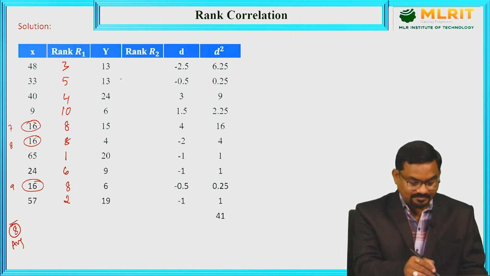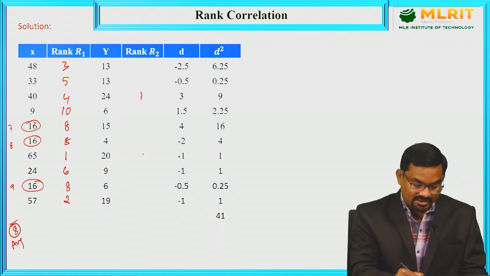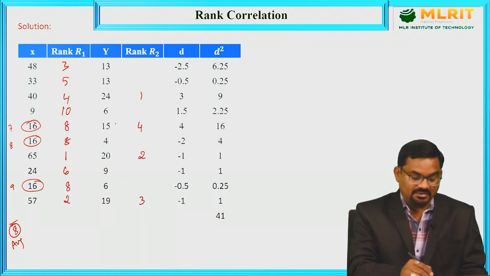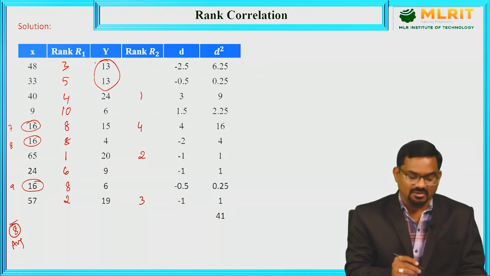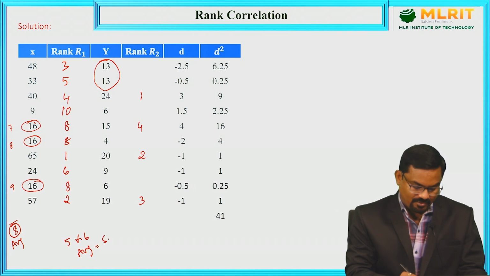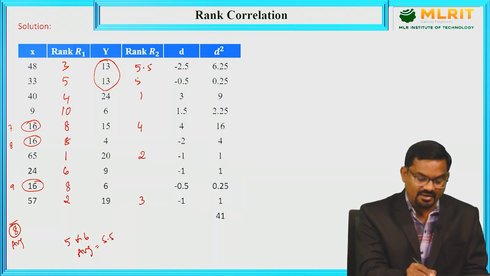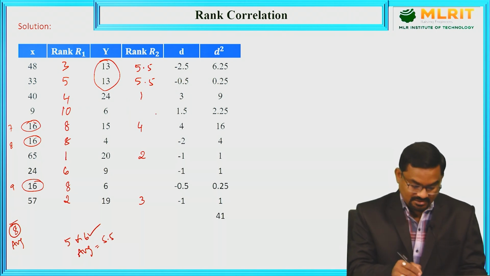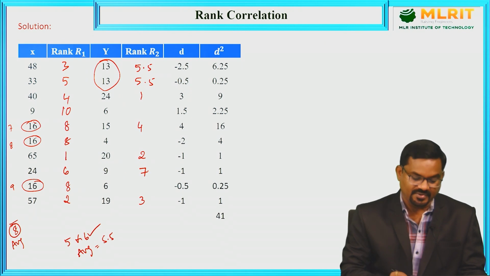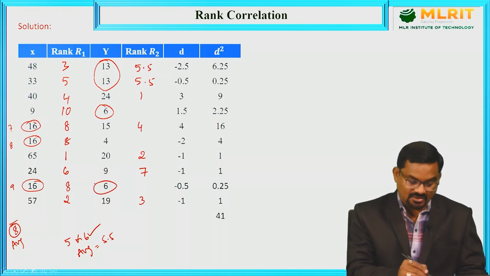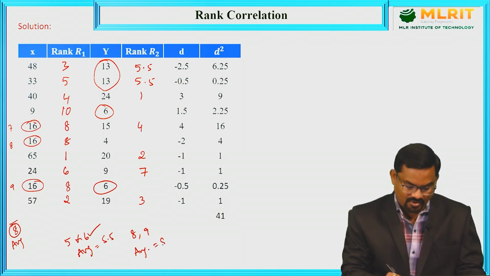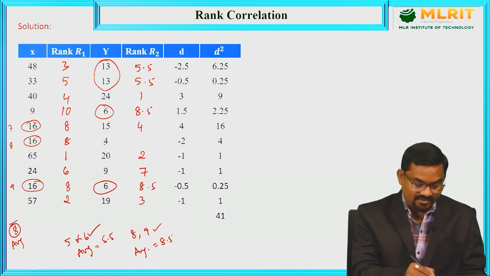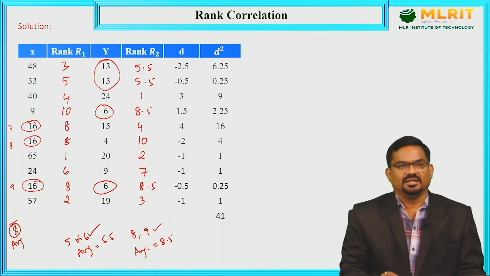Now coming to y values, the highest one is 24, rank 1, then 20, rank 2, then 19, rank 3, and then 15, rank 4, then 13, repeated 2 times. Already 4 ranks are over, now 5 and 6. So the average is 5.5. I am going to assign the rank 5.5 here and 5.5 here. Now 6 ranks are over. The next number is 9, so this is rank 7. And the next number 6 is repeated twice. So the next 2 ranks are 8, 9. The average is 8.5. So I am going to assign the rank 8.5 to the repeated value 6. So 8, 9 are over. The last rank is 10 for number 4. So like this we assign the ranks in the case of repeated values.